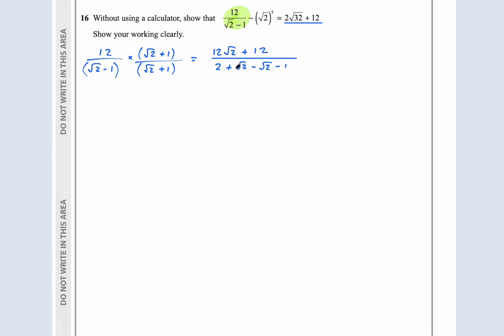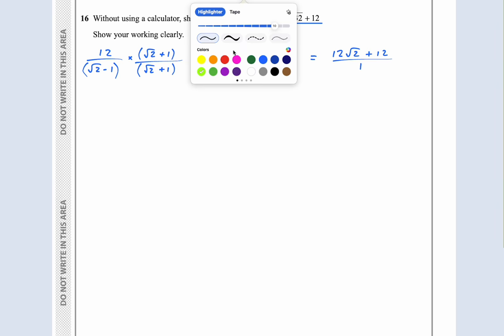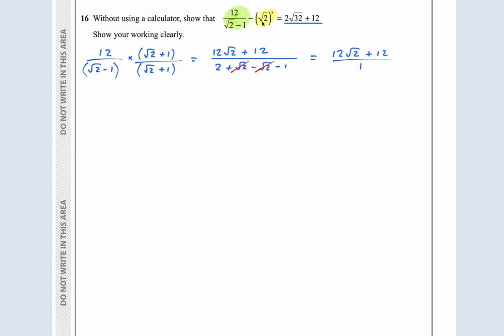Okay, and then these two, which is the reason why we did this whole rationalizing the denominator, multiplying by the conjugate, which is the bottom line but change the sign to a plus, is to do this. It gets rid of the root at the bottom. Now, nicely, it just becomes 12 root 2 plus 12 over 1, because 2 minus 1 is 1. So it's just this. Okay, I'm now going to look at this one separately, guys. I'm going to look at this.